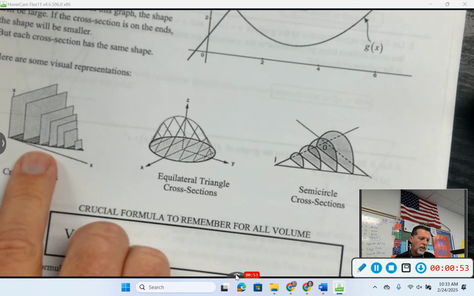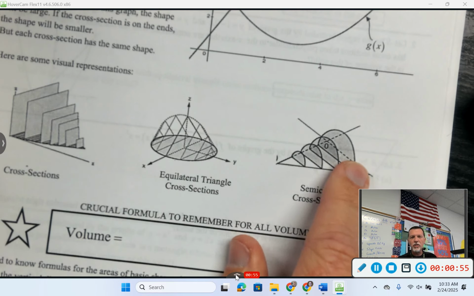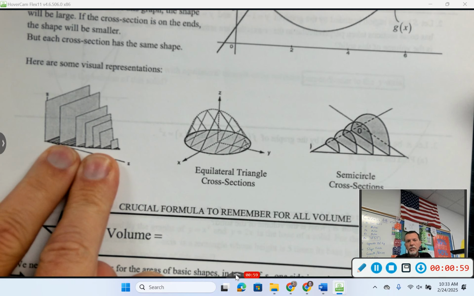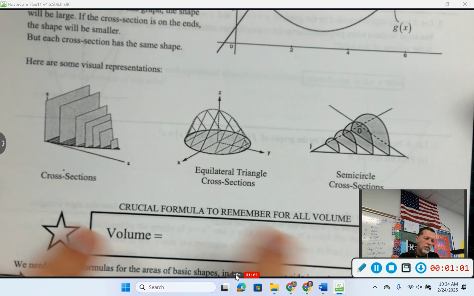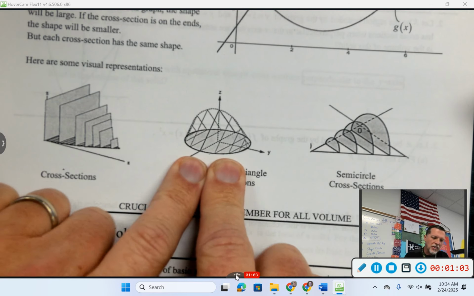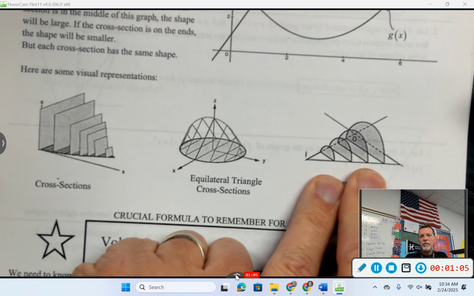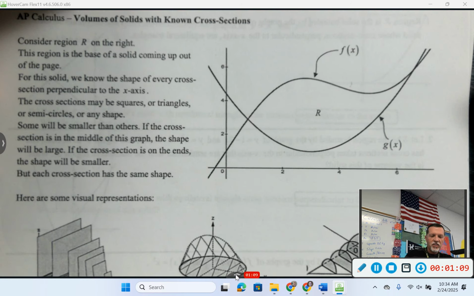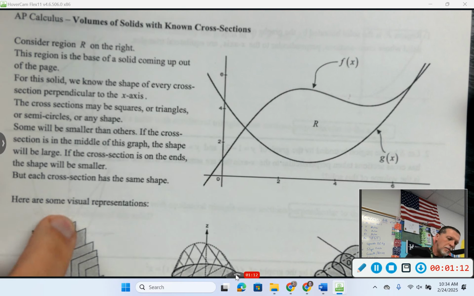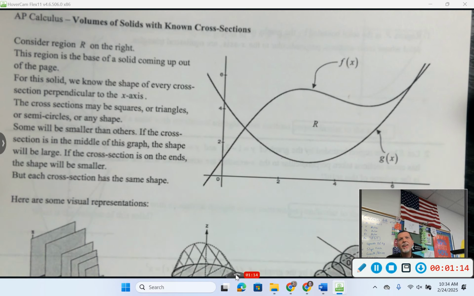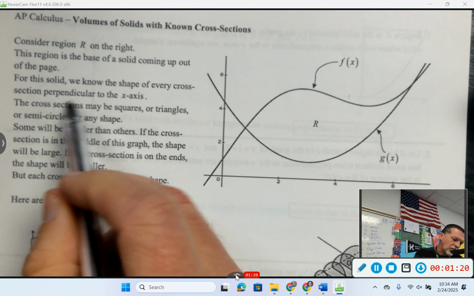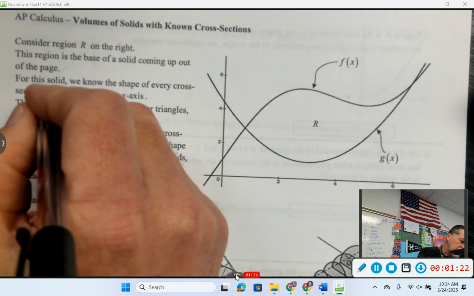Hopefully you can visualize the pictures down here a little easier. This one has squares coming up out of the page. This one has triangles coming up out of the page. This one has semicircles coming up out of the page. The point is we're going to build some solids, some volumes, based on a base and a shape coming out of the page. For this solid, we know the shape of every cross-section perpendicular to the x-axis.